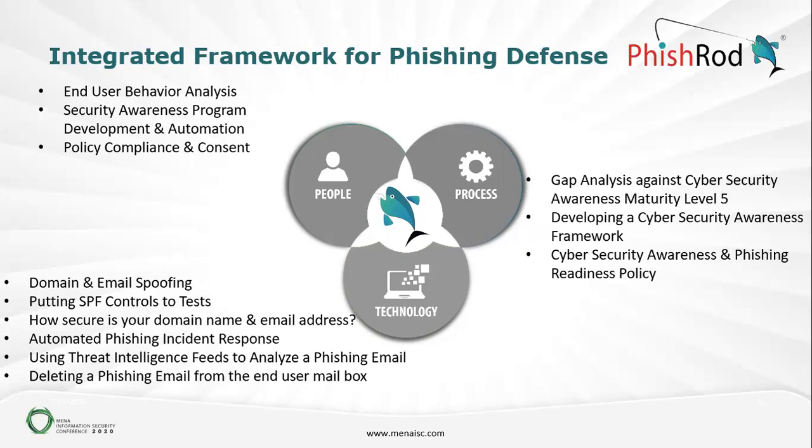I know that you have got an IPS in place. I know that you've got an IDS in place. You may be having a wonderful email gateway or a web gateway solution, but they all help you to actually protect against the malicious emails coming in. But how about the domain and email spoofing? How vulnerable your domain is, how vulnerable an email address of your employee is that could be used for phishing. Have you ever tested your SPF controls? And similarly, once an email is reported, do you have an automated phishing incident response?